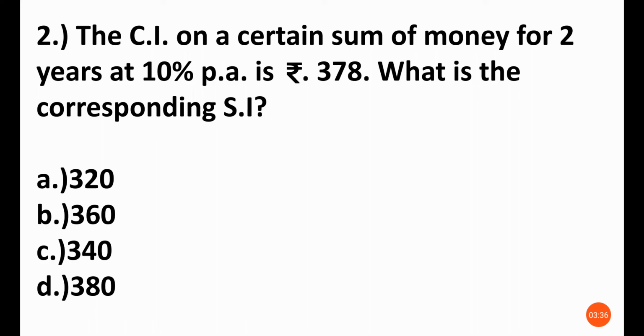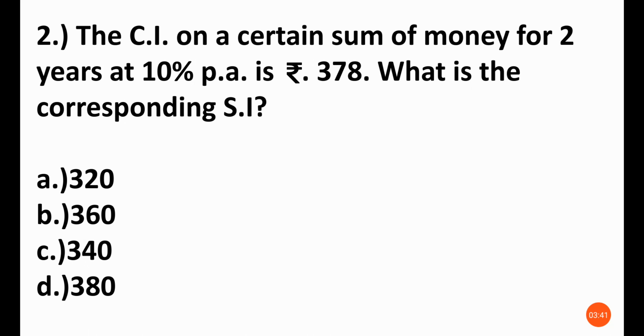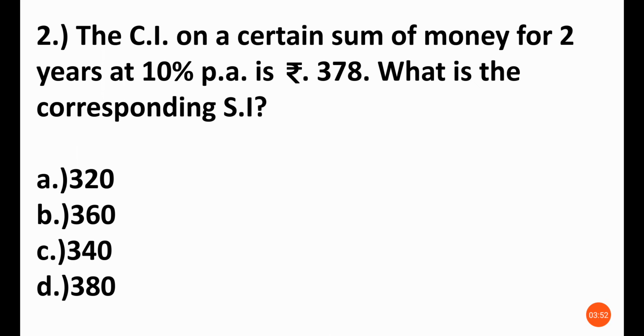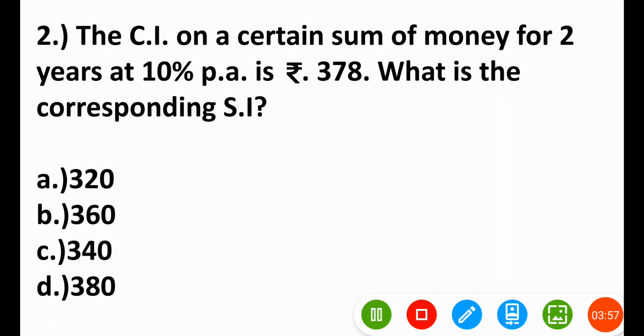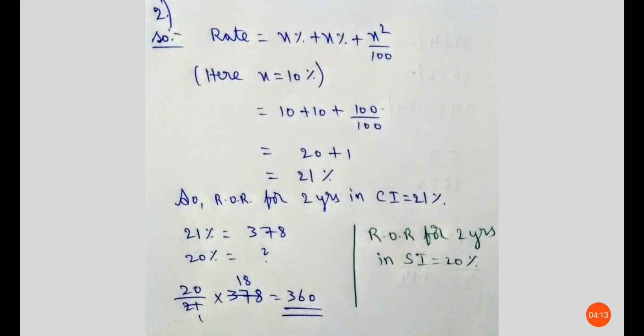Okay, I hope you understood the first question. Let's move on to the second one. The compound interest on a certain sum of money for 2 years at 10% per annum is 378 rupees. What is the corresponding simple interest? In this question, they have given the compound interest, that is 378 rupees. Time period is 2 years and rate of interest is 10% per annum. And they are asking to identify the simple interest with the same values. Let's see how to identify the simple interest.